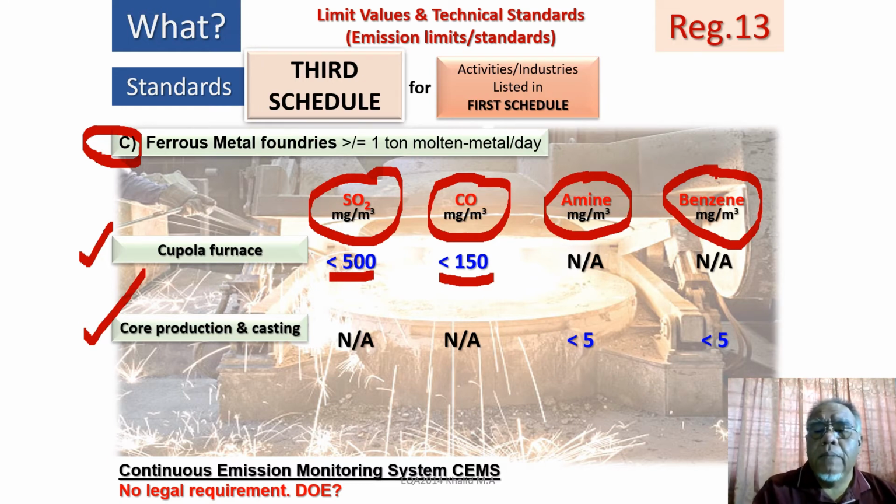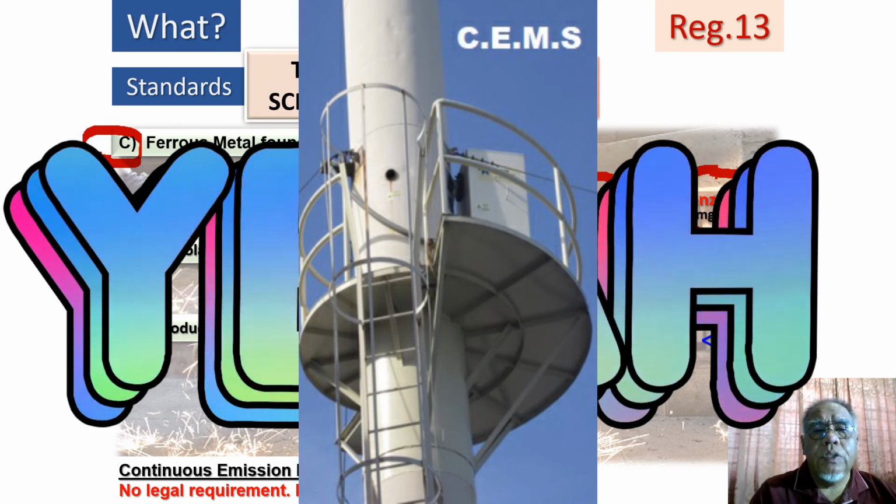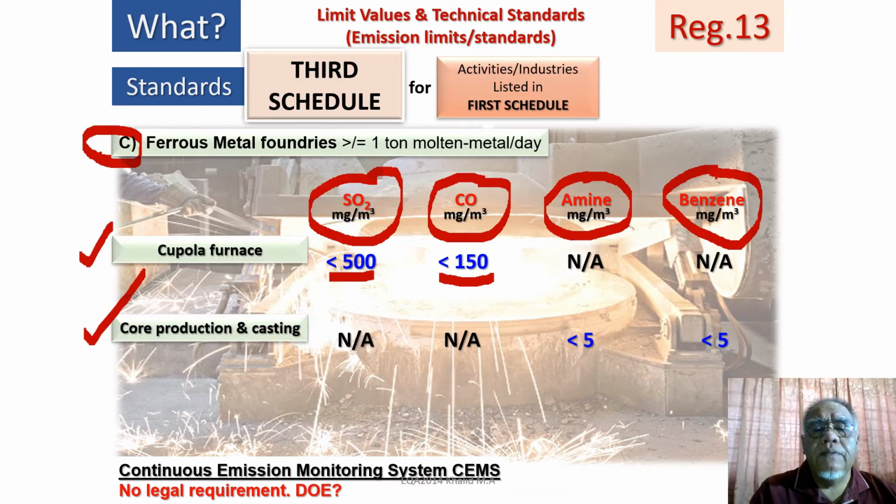They are all in milligram per cubic meter, and no requirement for CEMS. Their emission standard for cupola furnace sulfur dioxide has got to be less than 500 milligram per cubic meter. Carbon monoxide is 150 milligram per cubic meter, not more. All right, and for cupola furnace, amine and benzene is not included. Sampling, probably using isokinetic stack sampling, I believe carried out twice a year. We can check regulation 16 later on.